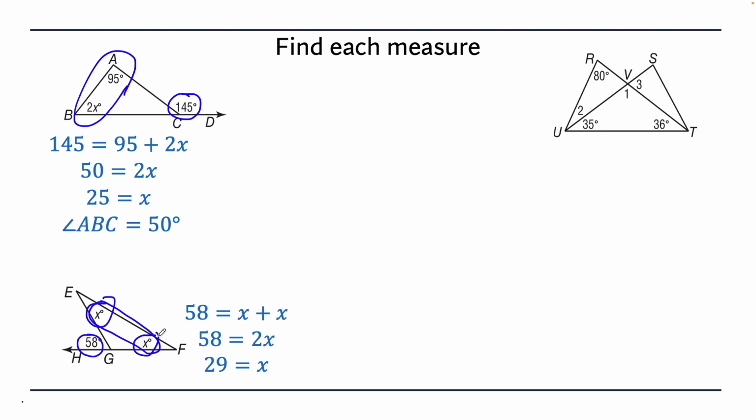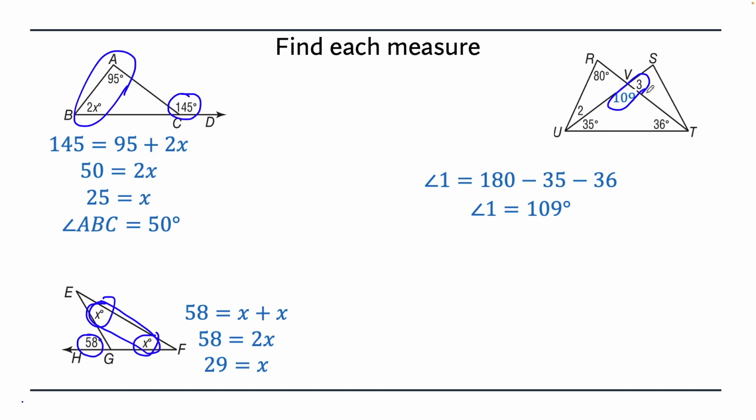All right, last one. There's a lot that we have to find again up here. We've got angle 1, angle 2, angle 3. If we start with angle 1, it's within this triangle right here. So I can take 180 degrees, subtract 35, subtract 36, and I know that the measure of angle 1 is 109 degrees. Actually, the next easy one to find is angle 3, because these two, that's a linear pair.